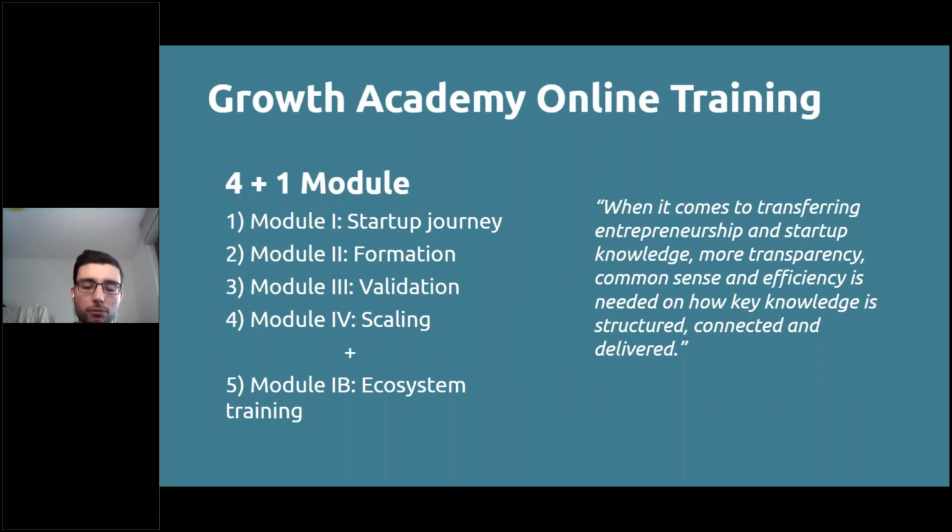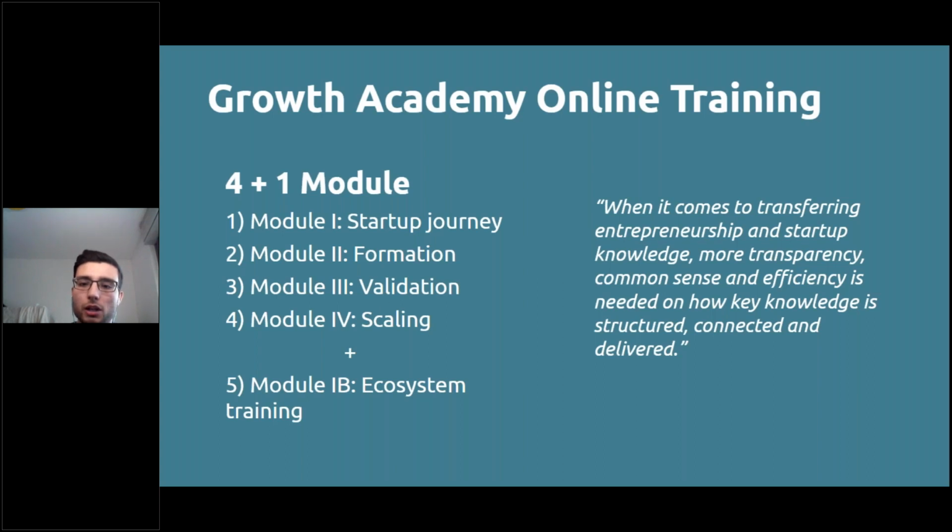And then, of course, the fifth module is about ecosystem training. So it's more about training the trainers on how to help startups to grow. So, of course, the first 4 modules are more about the entrepreneur perspective. And then the fifth module is more about the trainers' perspective.